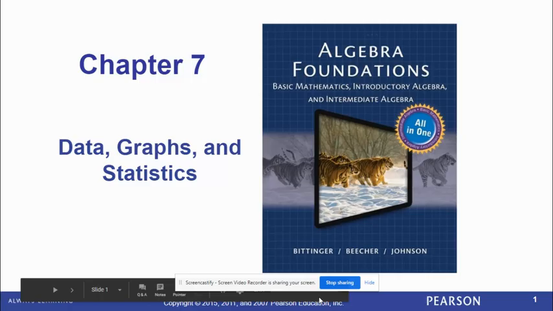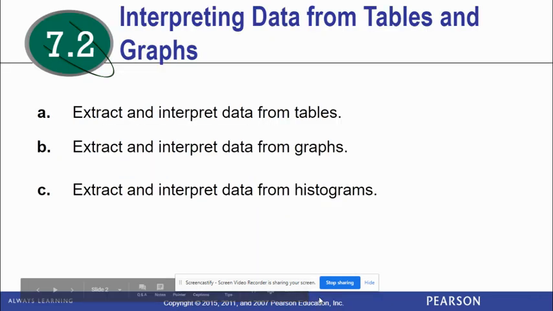Hello again, this is Professor Bass, and we're going to continue talking about Chapter 7, Data, Graphs, and Statistics. Today is Section 7.2, Interpreting Data from Tables and Graphs.